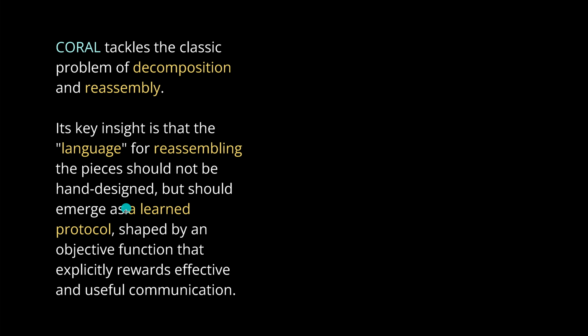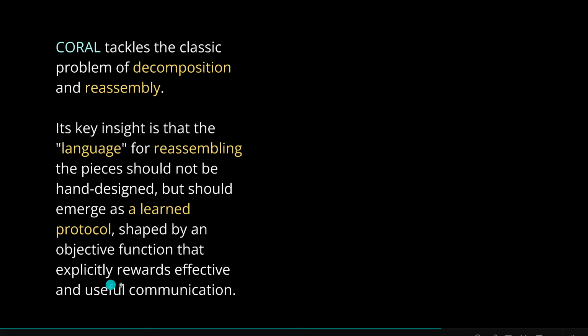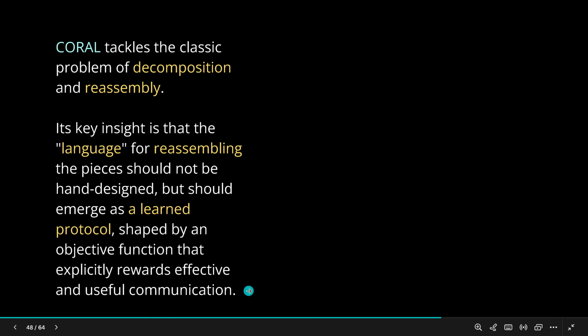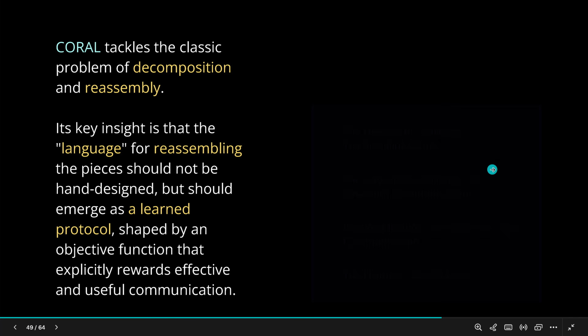So this language is now a learned protocol shaped now by an objective function that explicitly rewards an effective and a useful communication. And the second one, we have the interlink to the control agent.